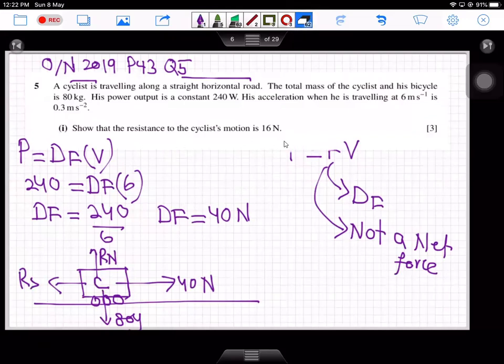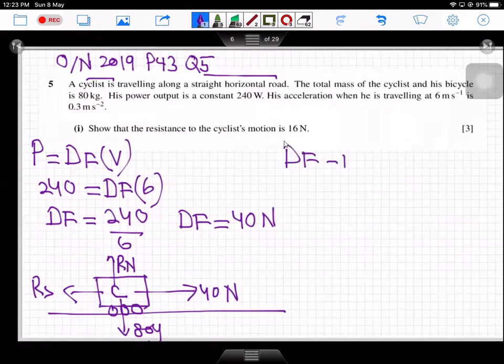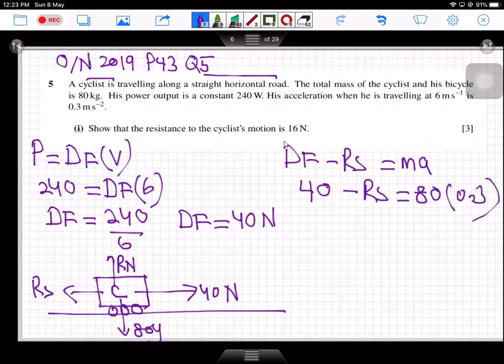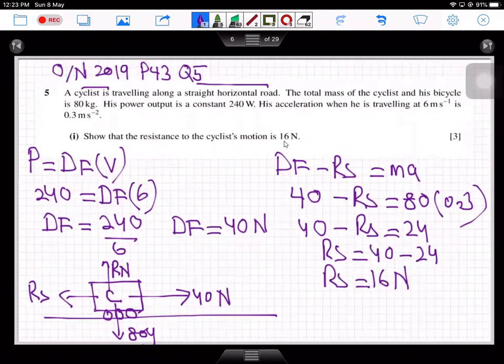Now you need to use Newton's second law of motion. Net force is equal to mass times acceleration. So driving force minus the resistance is equal to mass times acceleration. The driving force is 40. The resistance force is unknown. This is equal to mass times acceleration. Mass is 80 kg and acceleration is 0.3 meter per second square. So 40 minus the resistance force is equal to 80 multiplied by 0.3, which is 24. Therefore, the resistance force is equal to 40 minus 24, which is 16 Newton. Here you go. You have your 3 marks. Let's move on to the next part.